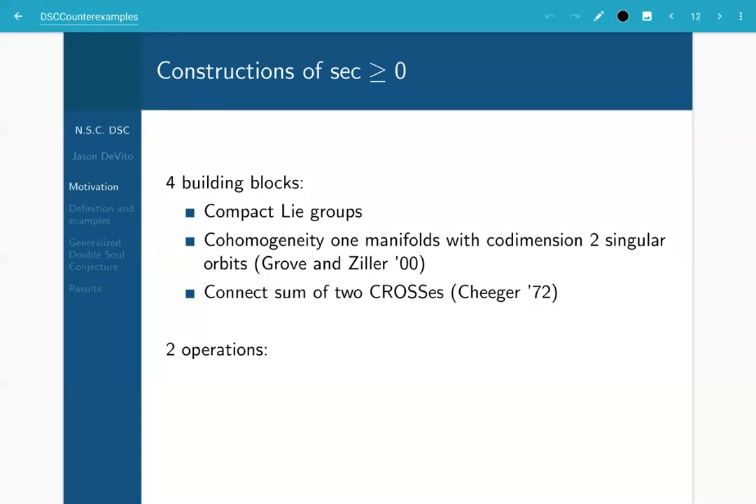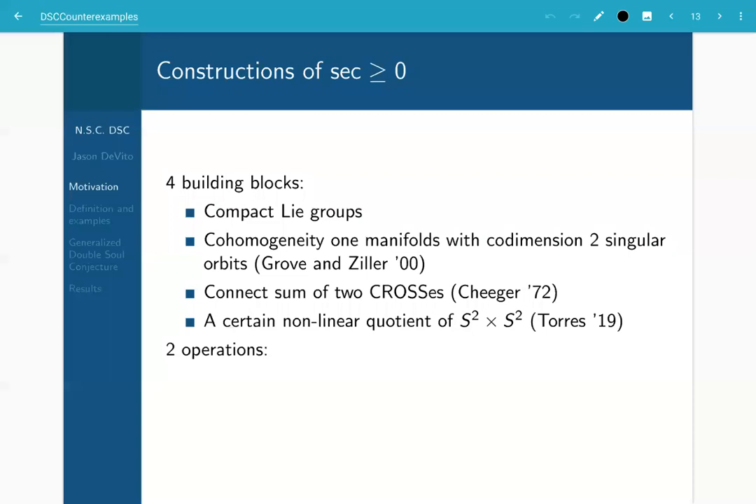One of the other building blocks of examples with non-negative sectional curvature is that you can take the connect sum of 2 CROSSes. A CROSS is a compact rank 1 symmetric space. It just means sphere or projective space: real, complex, or quaternion projective space, or the Cayley plane. You take 2 of these and connect them together, and Cheeger endowed that with a metric of non-negative sectional curvature. And then the last building block is a relatively recent example with Rafael Torres.